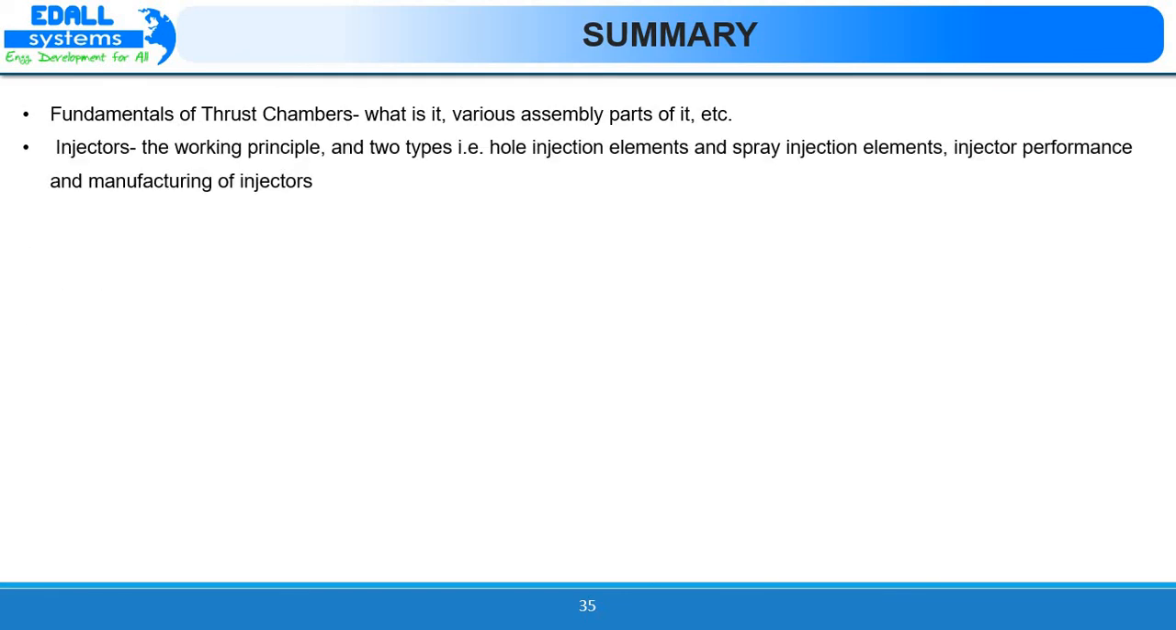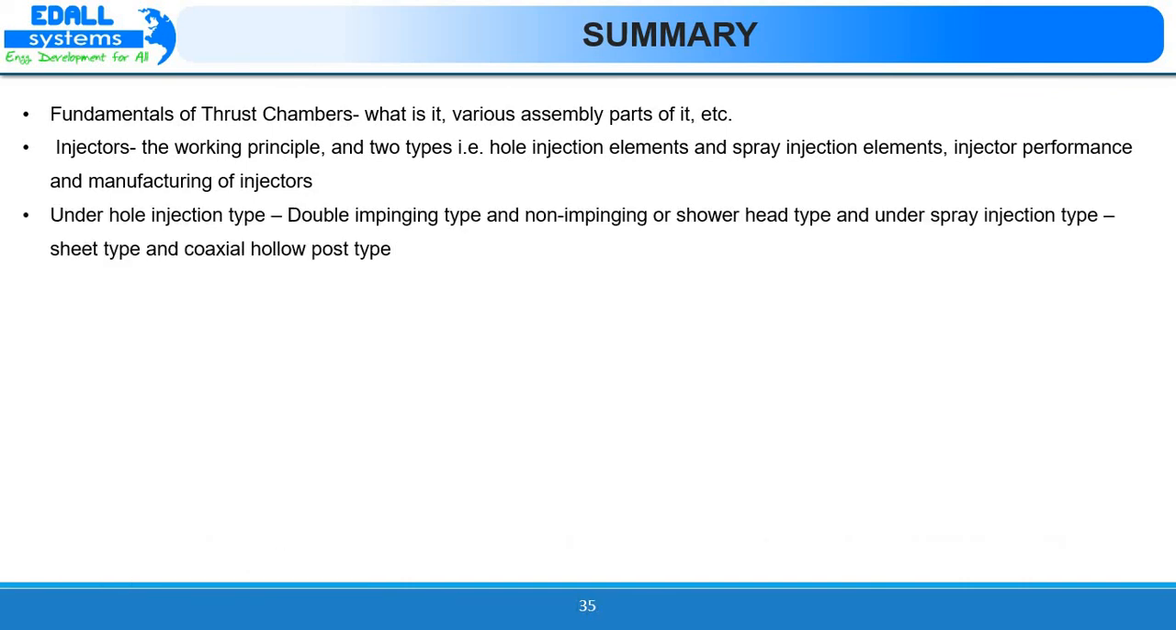So the summary for today's class is that first we have discussed fundamentals of thrust chambers, that is what exactly it is, its various assembly parts, and the temperatures it reaches. Then we have discussed injectors, that is their working principle, and two types, that is hole injection elements and spray injection elements. Then we have discussed some of the injector performance parameters and the manufacturing of injectors.